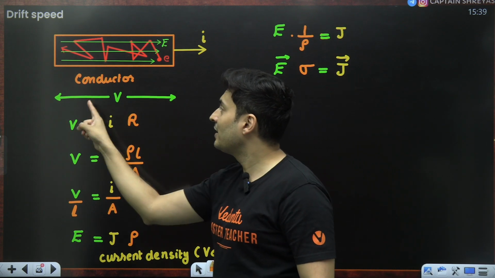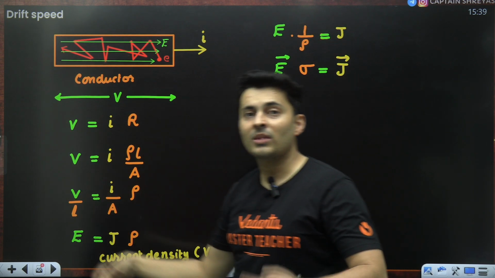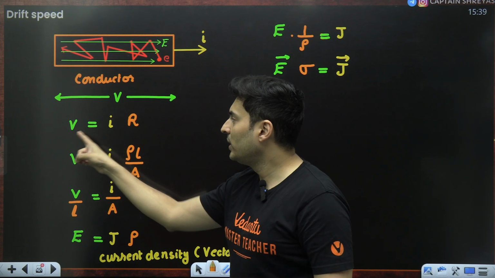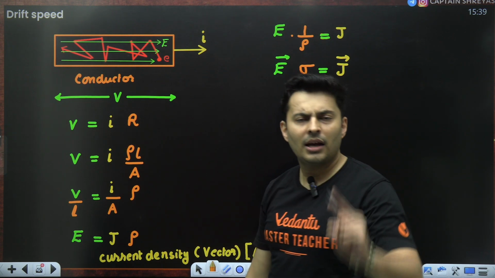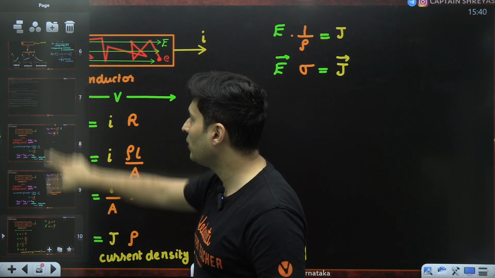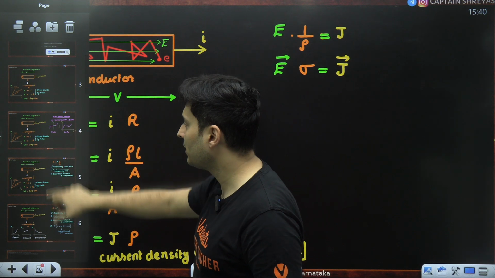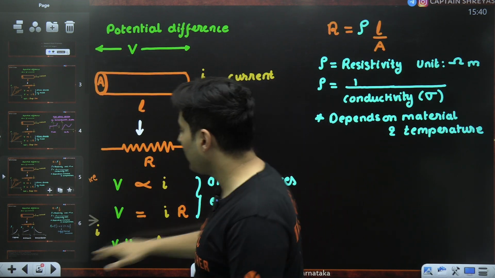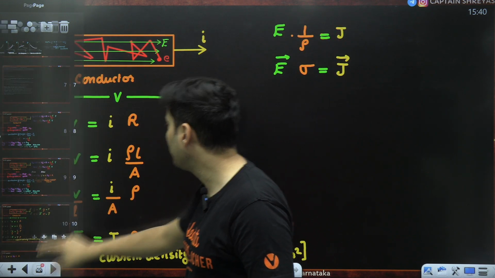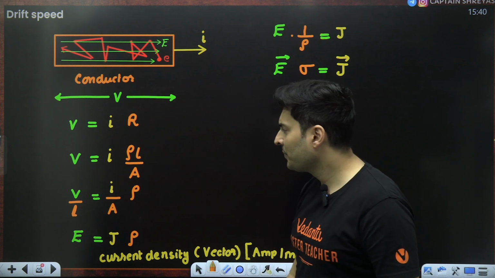So definitely there is a voltage difference. That leads us to another interesting formula. Ohm's law says voltage is current into resistance. And we just saw previously resistance is rho L by A. In case you forgot, well, it's right over here. Resistance is rho L by A. So basically substituting that over here, resistance as rho L by A, right?